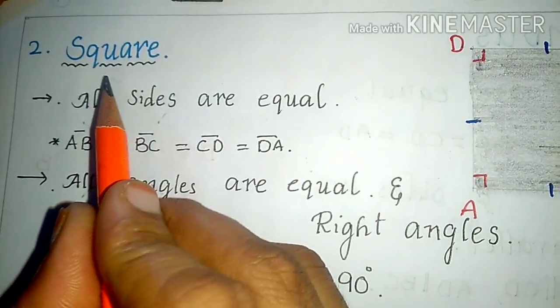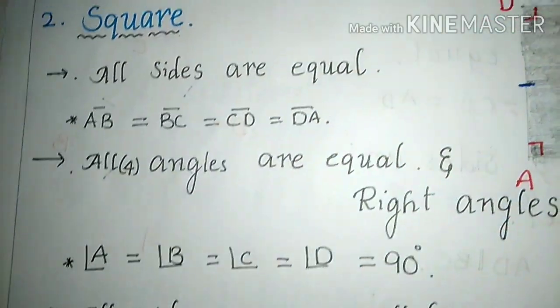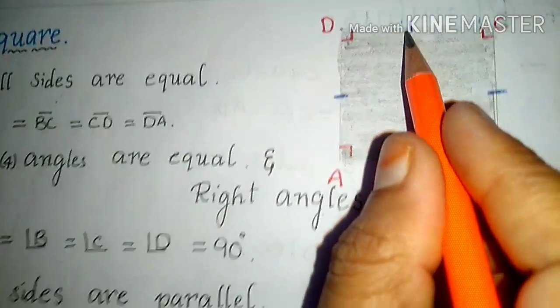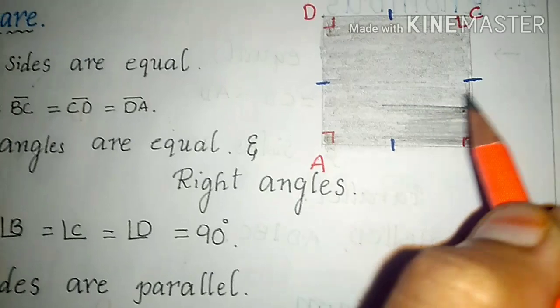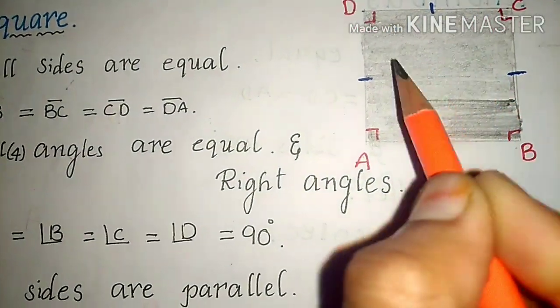Now the next topic is the properties of a square. Okay, square. It is a diagram of square ABCD. It is a simple closed figure bounded by 4 line segments. It is also a quadrilateral.